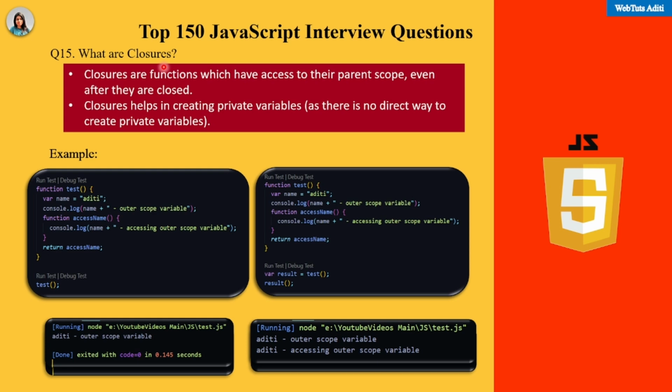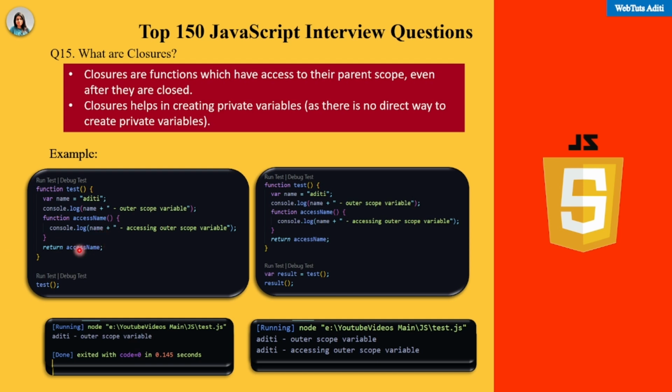Closures are nothing. These are also functions. Closures are functions which have access to their parent scope even after they are closed. So you can see in this normal function example, I am calling this test function. What happens is when this test function's body is executed, it first assigns this string to this name variable and then it prints the name. But it did not execute this access name function.